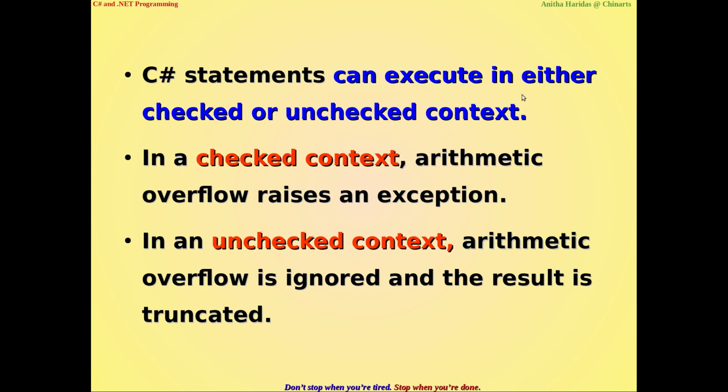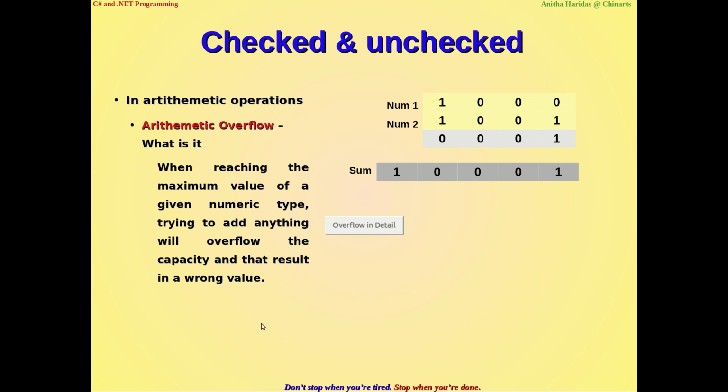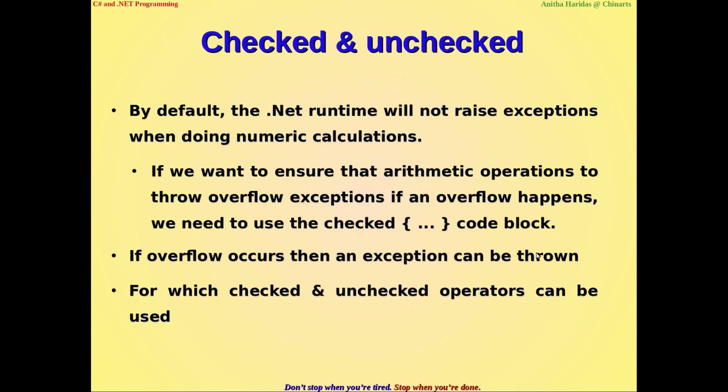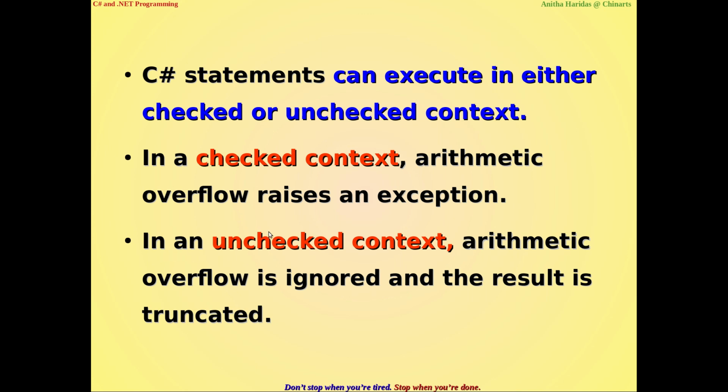Now C# statements can execute in either checked or unchecked context. In a checked context, arithmetic overflow will raise an exception, which is called an overflow exception. In an unchecked context, the arithmetic overflow is ignored and the result is truncated. When I say it is ignored and the result is truncated, this overflow will be ignored and the result will have only 0001, which will be a wrong value. That is what it says.